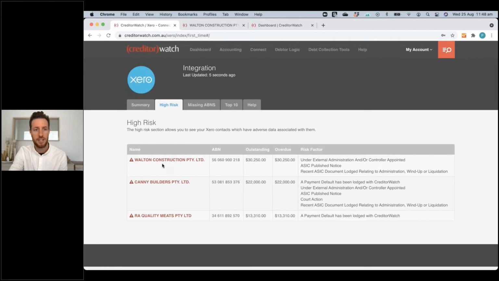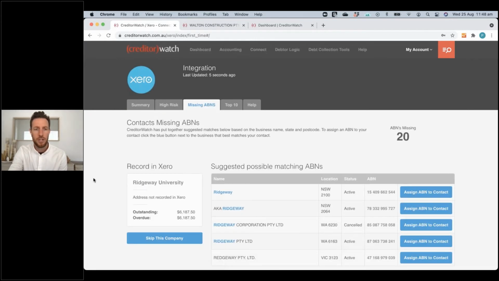So this is a great list of companies. If you are already integrated with your accounting package, or you're going to be, it's probably the first tab that you should be looking at and addressing as quickly as possible, trying to collect that information. The next one is really important.